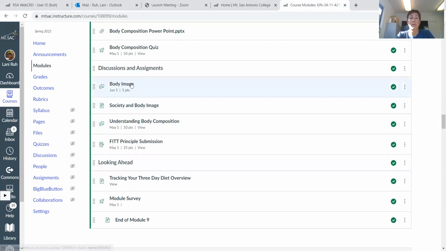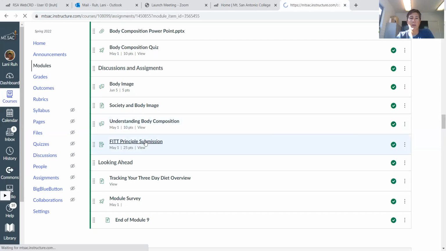The first two things that we'll be working on this week are how society and what we see day to day kind of makes what we think of body image. So the types of posters, what we see on television kind of forms our opinion of what we should look like. And a lot of the time it is unrealistic. So that's what these two things are going to be about. Then we're going to understand body composition, which goes more into anatomy and what we're actually made up of. And then the FIT principle submission, you're going to go into that.